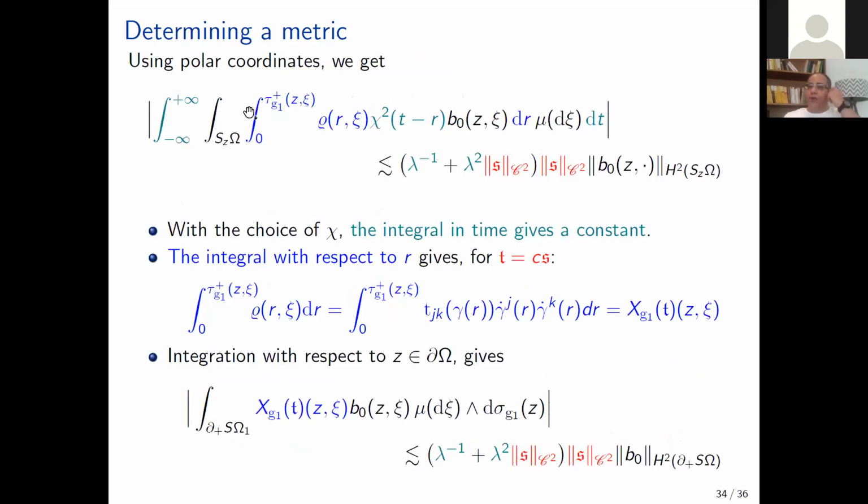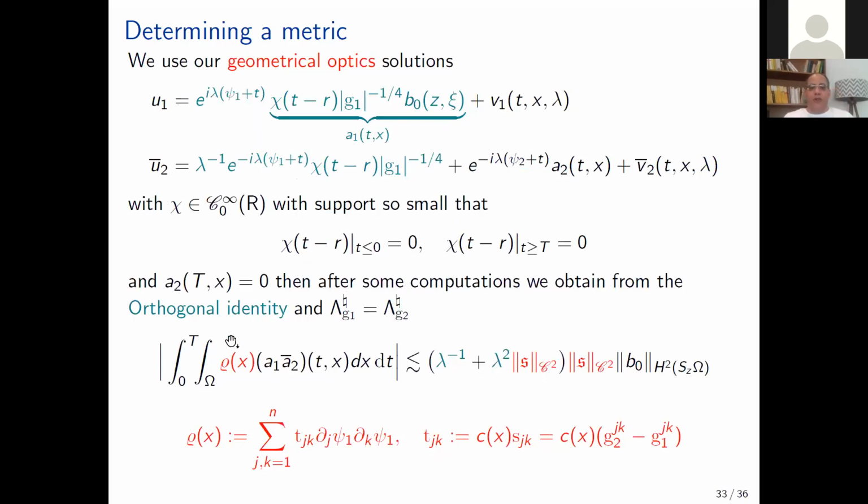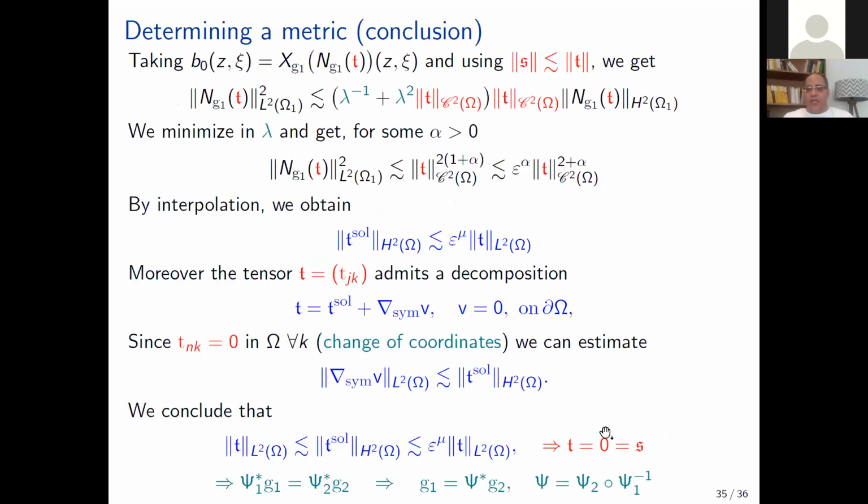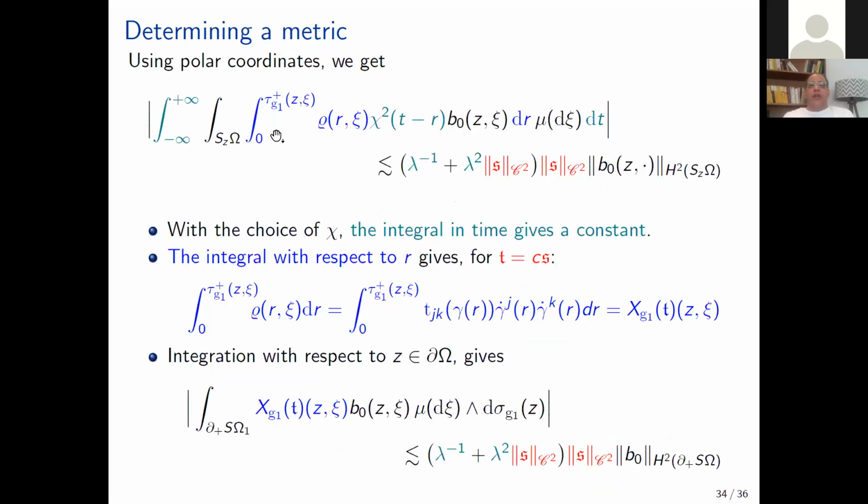So we use the polar coordinates, then we can transform this integral into this one, which is estimated by exactly the same part. Okay. Then the green integral, which is the time integral, is a constant. Here, one. Okay. And the blue integral is exactly the X-ray transform of the symmetric tensor T.